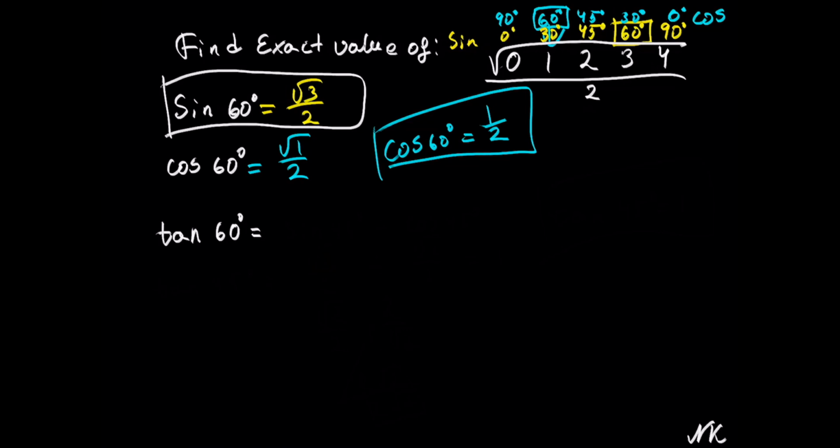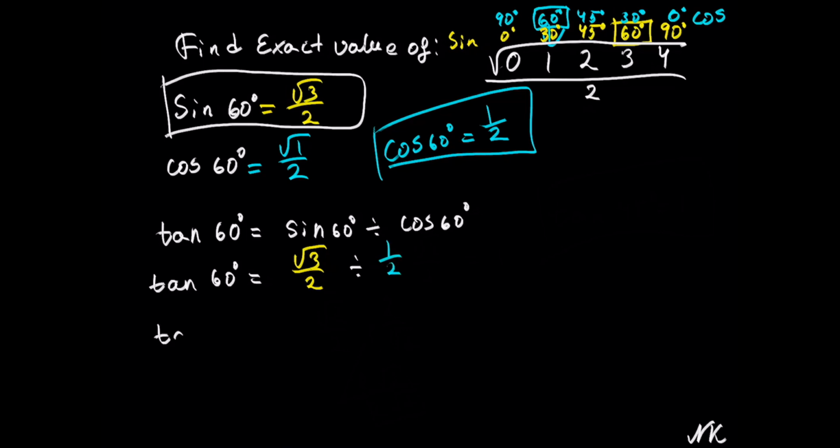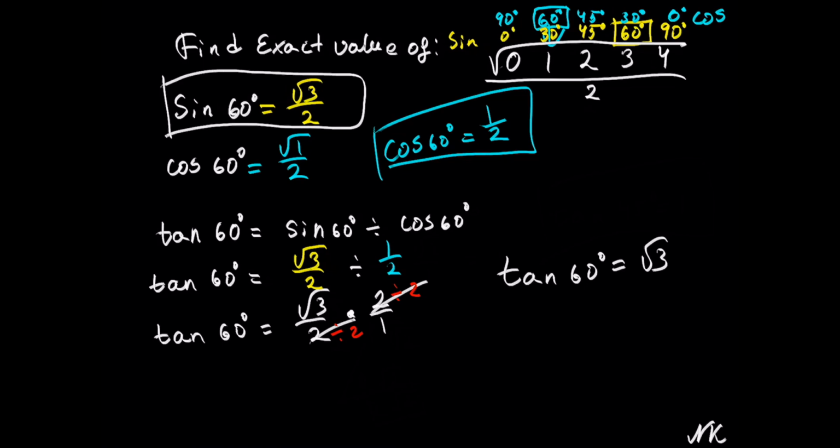And tangent of 60 degrees is equal to sine of 60 degrees divided by cosine of 60 degrees. This will give us tangent of 60 degrees equals sine of 60 degrees is radical 3 out of 2 divided by cosine of 60 degrees is 1/2. We change division into multiplication. Flip the second fraction, which will give us 2 out of 1. Both numerator and denominator can be reduced by 2. Since this and this will cancel, we get that tangent of 60 degrees is equal to radical 3.